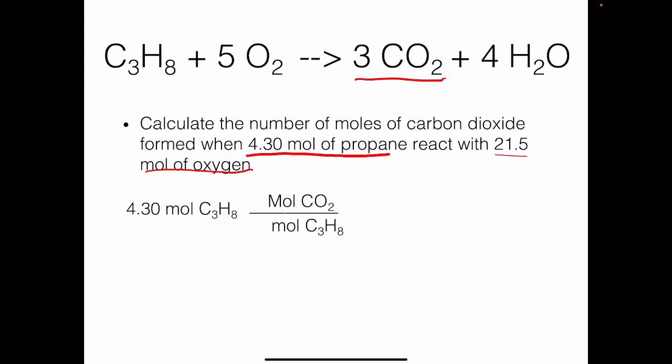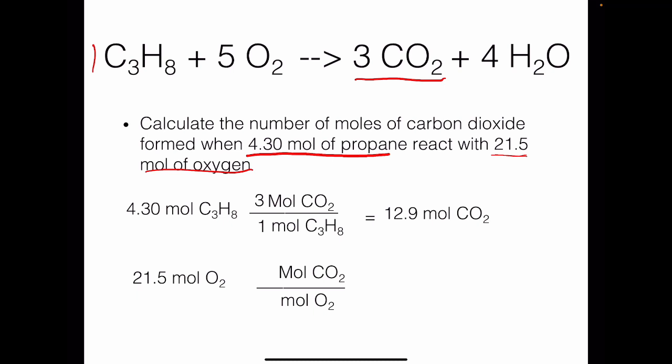We know we can convert moles of propane to moles of carbon dioxide because they're in the same balanced equation. We take their coefficients and use those coefficients as the number of moles in our conversion factor. The number in front of C3H8 is 1. The number in front of CO2 is 3. We do the math. We get 12.9 moles of CO2. Now, we want to know what happens when 21.5 moles of oxygen reacts. So we can go through this same process again. 21.5 moles of O2, and then we have moles of O2 on the bottom, moles of CO2 on the top.